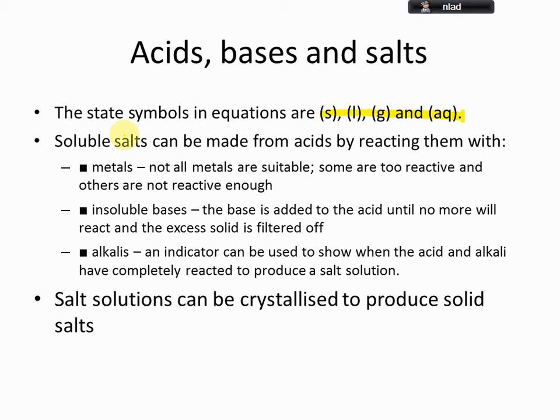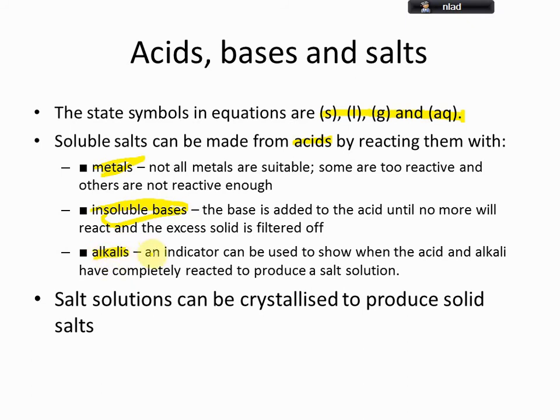Right. So soluble salts can be made from acids by reacting them with metals. Okay. So not all metals are suitable. Some are too reactive and others are not reactive enough. So there's a certain number of metals that actually are reactive enough for this to take place. Insoluble bases. Okay, so that's where a base is added to an acid till no more will react, and then the excess solid is filtered off. And you've got alkalis as well.